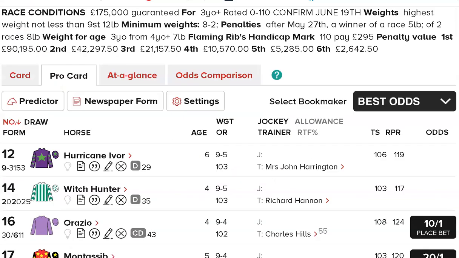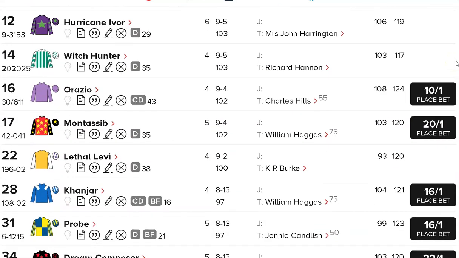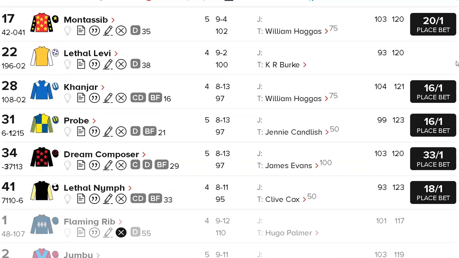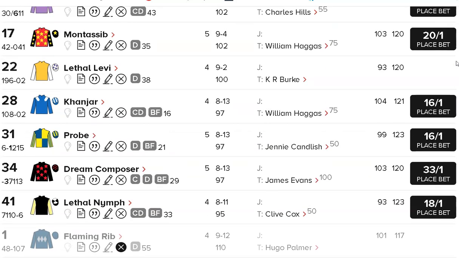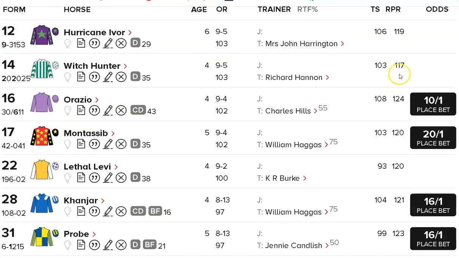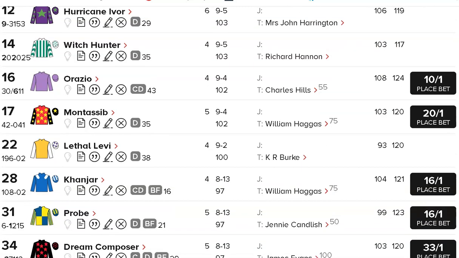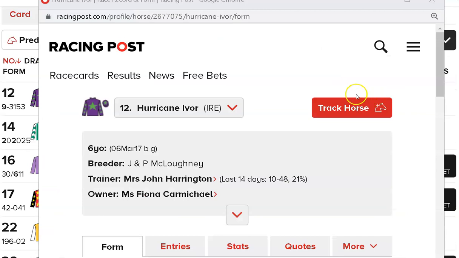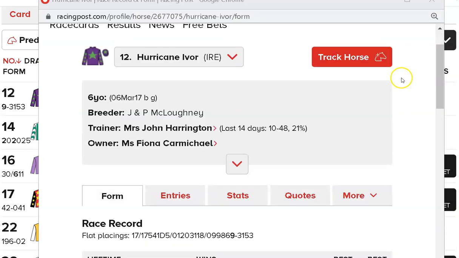Okay? Well, here we go. We're down to 1, 2, 3, 4, 5, 6, 7, 8. I think that's 9. That's 9 left in to consider. Very interesting. I'll go through each of these and we'll consider whether they've got a major chance or not. Okay, the first one to have a look at is the number 12, Hurricane Ivor.